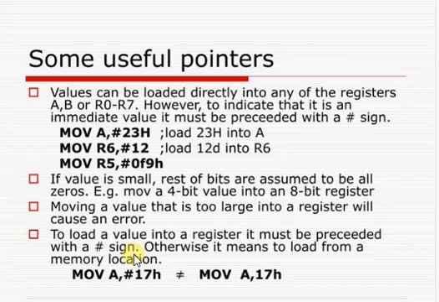Move A, #23H. Load 23 into A. Move R6, #12. That is, 12 is loaded into R6. Similarly, 0F9 is transferred to R5. If the value is small, the rest of the bits are assumed to be zeros.